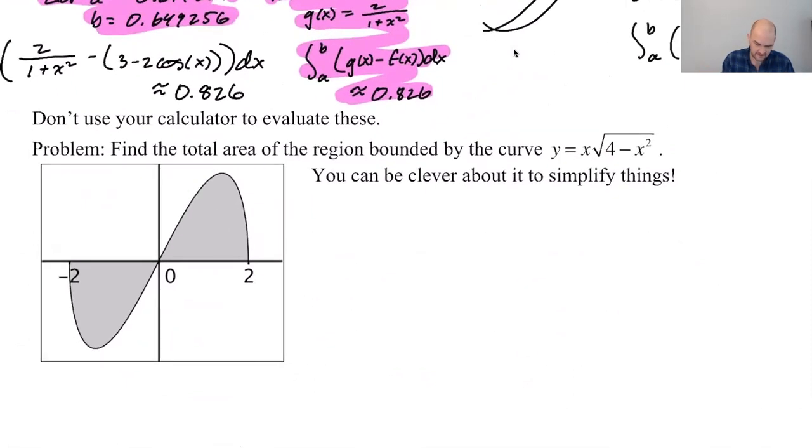All right, let's see. Don't use your calculator. Well, that's annoying. Find the total area of the region bounded by the curve y equals x radical 4 minus x squared. You can be clever about it to simplify things.